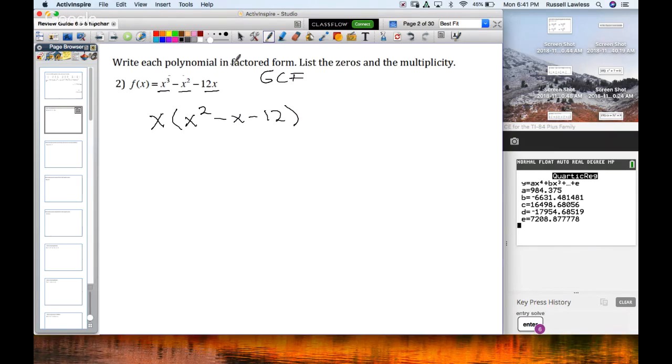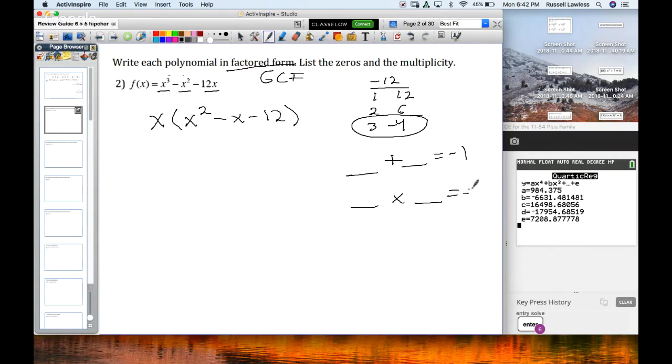Now, since we're trying to write it out in factored form, we need to fully factor this, meaning I need to find something that's going to multiply to negative 12 that adds to negative 1. And so the factors of 12 are 1 and 12, 2 and 6, 3 and 4. If I'm looking at negative 1, that's definitely going to be coming from 3 and 4, and that will be a negative 4 and a positive 3. Another way to think about it is we're just going to take an answer that adds to negative 1, and then another answer that multiplies to negative 12.